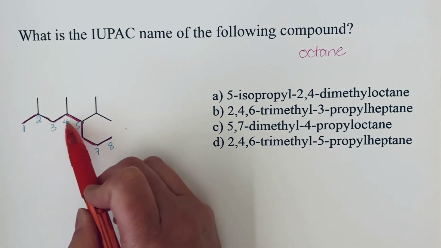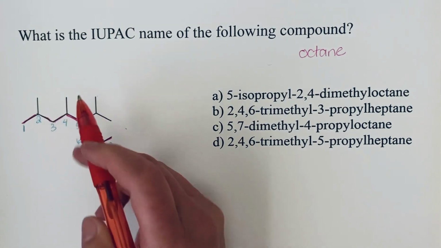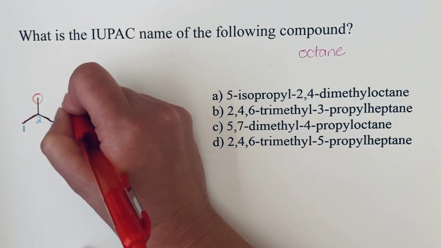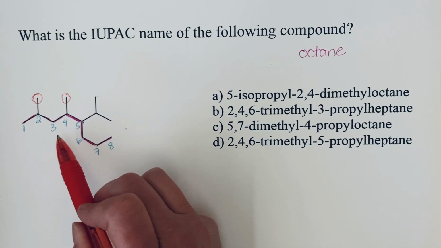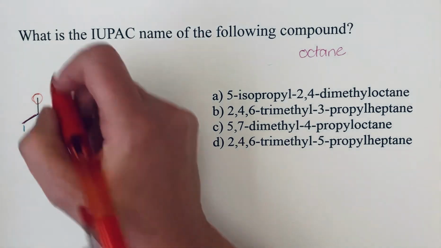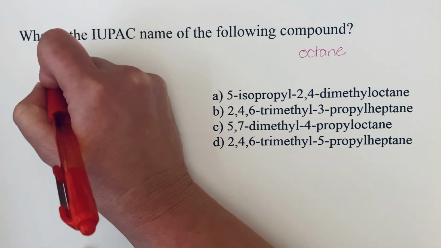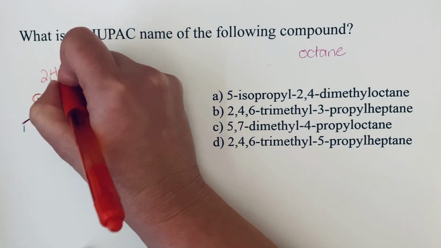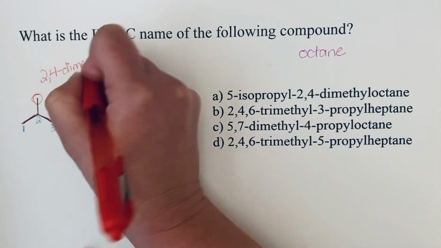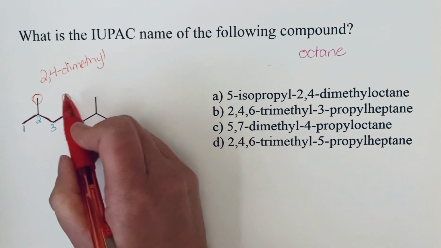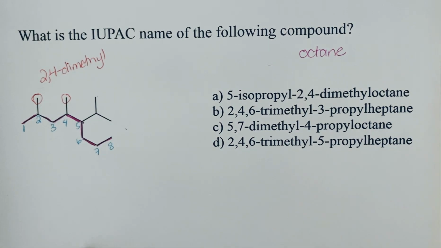So on carbons 2 and 4, we have identical substituents, just one carbon atom. So these are both methyl groups. They each need a number to say where they're located. They're located at carbons 2 and 4. So this gives us 2, 4 dimethyl. Di because there is 2 of them. Methyl because these fragments are just one carbon atom each.